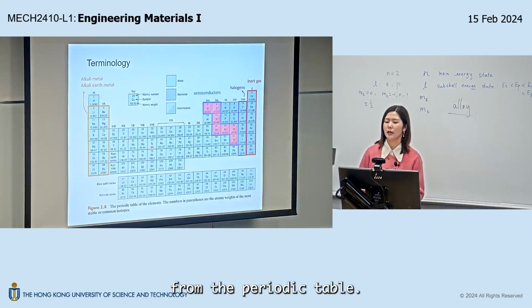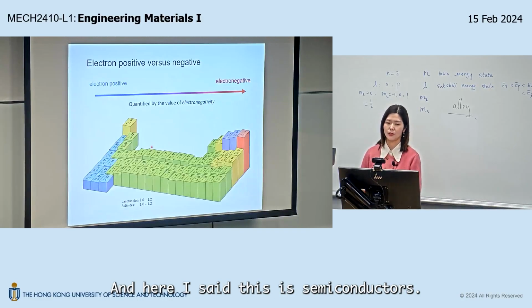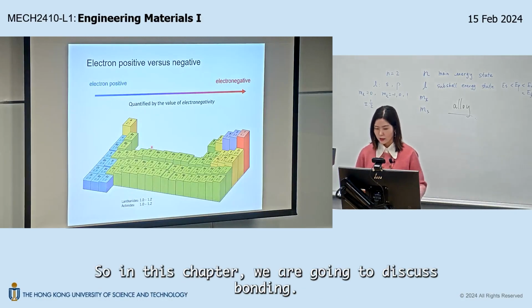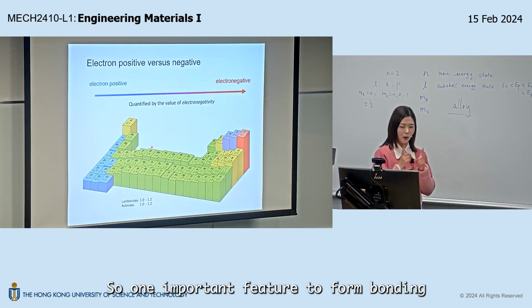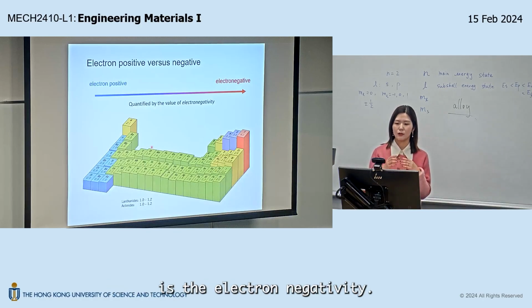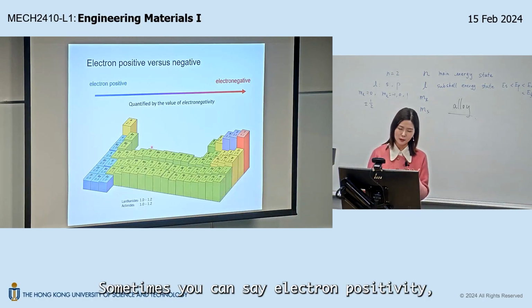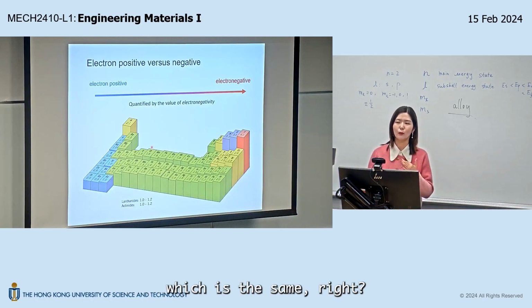periodic table. And here I said this is semiconductors. Okay, so in this chapter, we are going to discuss bonding. One important feature to form bonding is the electron activity. Sometimes you can say electron positivity, which is the same, right?